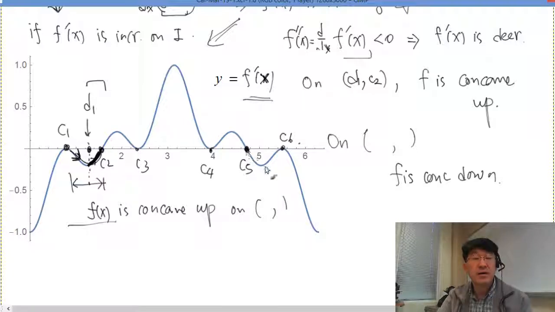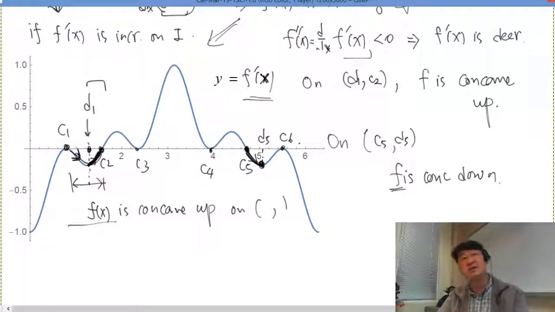C5 to D5. I'm going to show D5 here, somewhere in between. That's probably what you're thinking, right? So why is it concave down? It looks like concave up, right? But it's decreasing. F prime of x is decreasing there. So from C5 to D5, f of x is concave down because f prime of x is decreasing. Okay? Time's up. So we'll continue, not tomorrow.